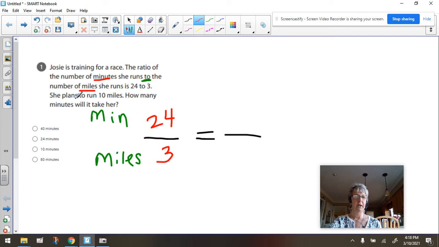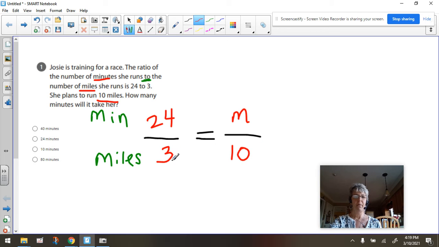All right, next. It says she plans to run 10 miles. So the answer to the question, where do you put this? You have to put it on the bottom, because the bottom is talking about miles, the top is talking about minutes. So let's put the 10 right here, and we're solving for minutes. So we'll put an M for minutes.